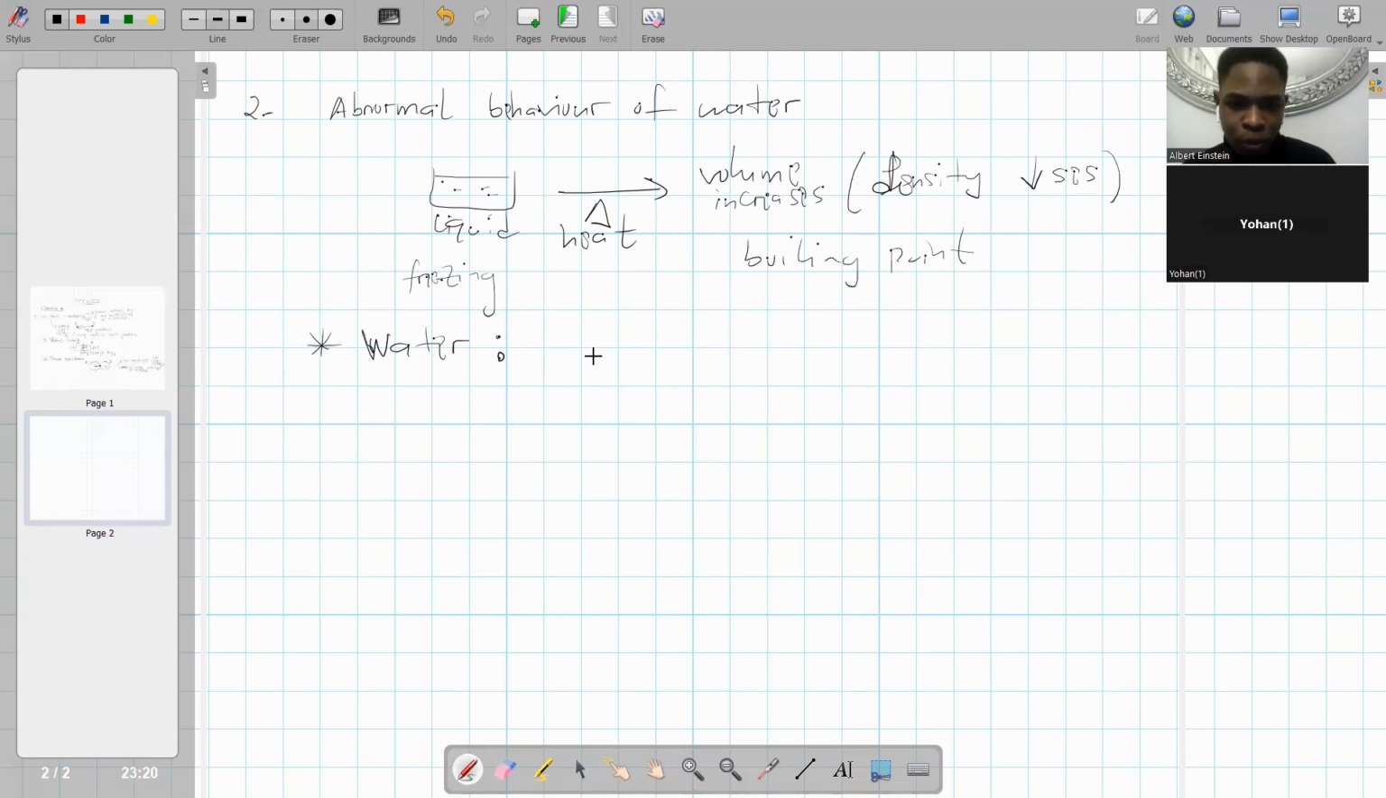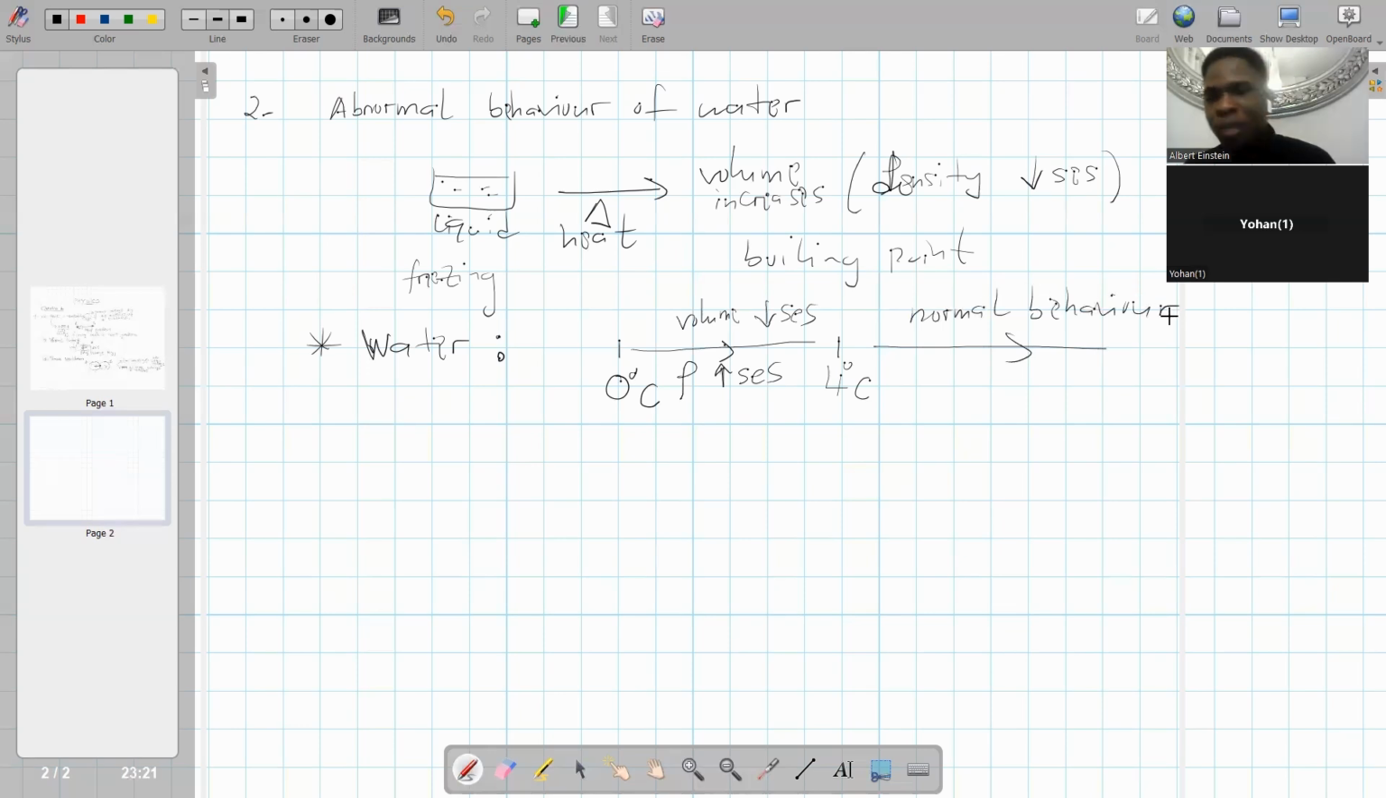Now, in the case of water, when you take water at 0 degrees and you heat it up to 4 degrees, what happens is that instead of the volume increasing, for water, it decreases. In other words, its density increases between 0 and 4 degrees. After 4 degrees, water starts behaving normally again. This is what we call the abnormal behavior of water.